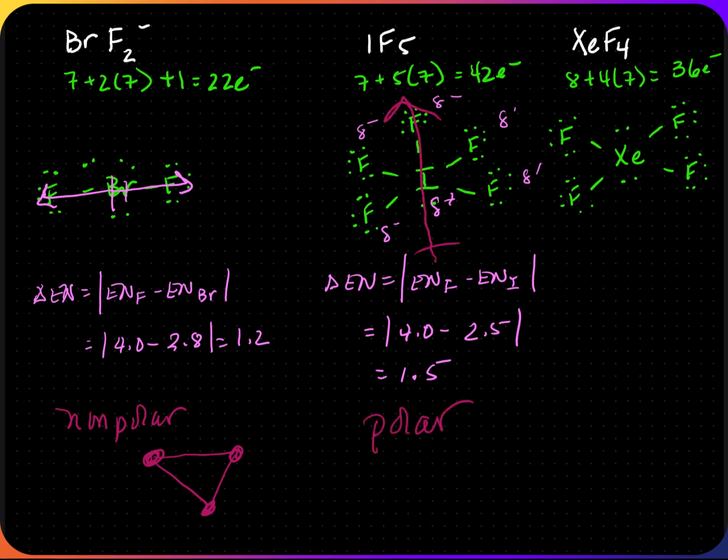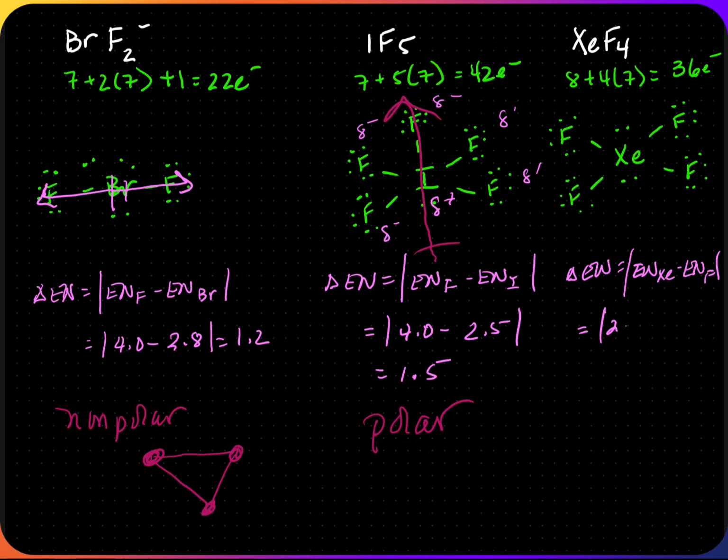The last one, we have a bond between Xe and F. Delta EN is equal to the EN of Xe minus the EN of F. Xe is equal to 2.6 minus 4.0. This is going to equal 1.4. The individual bonds are polar and they're going to go towards the F. This is going to be delta negative, delta negative, delta negative, delta negative, and Xe is going to be a delta positive. So each of the bonds is polar. However, the overall molecule is nonpolar.